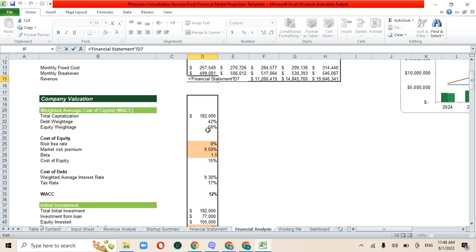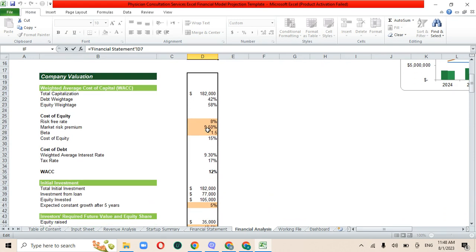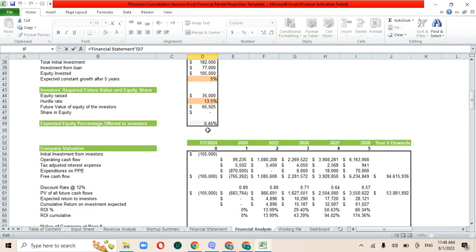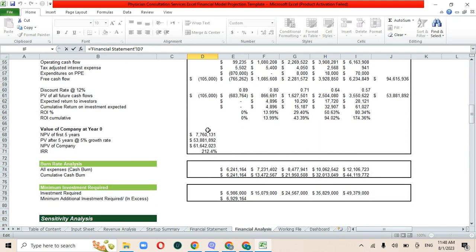Next, we have the company valuation. It shows the net present value of your company at year 0, and it also includes the internal rate of return, burn rate analysis, and minimum investment required.